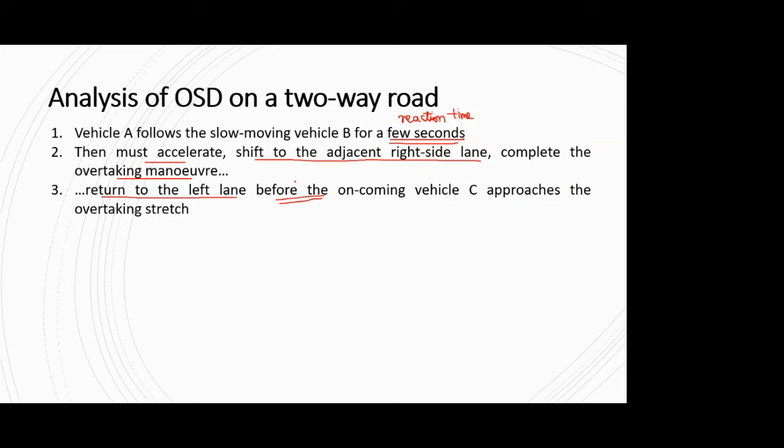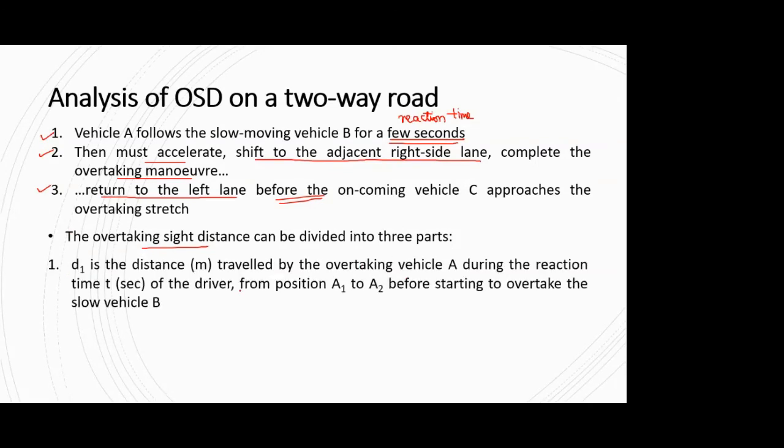If this "before" is not there, if the oncoming vehicle approaches first, then there are chances of accident, or maybe the overtaking operation will be terminated and vehicle A will again shift back to its original lane. So this overtaking sight distance, OSD, can be divided into 3 parts, if I consider these 3 frames of time instances.